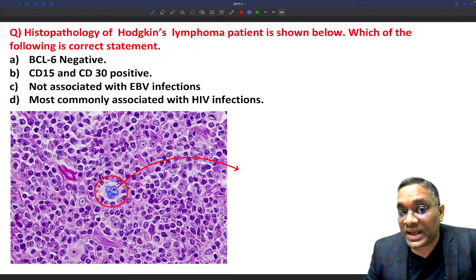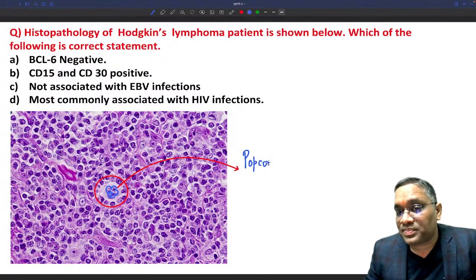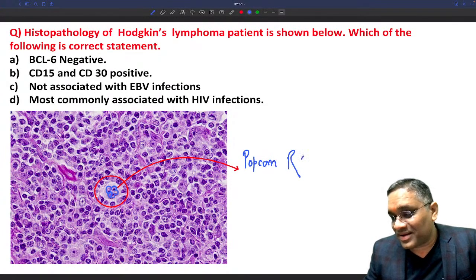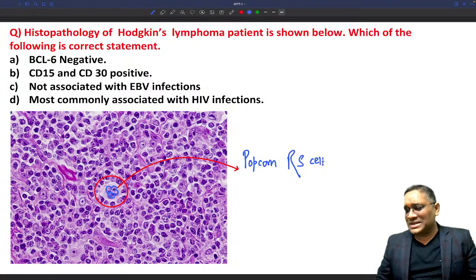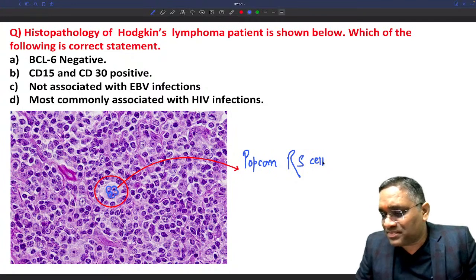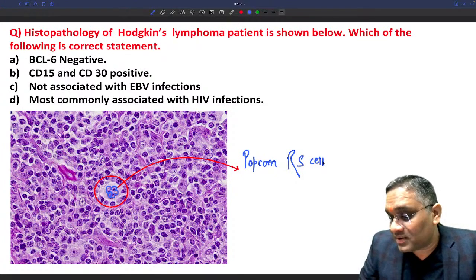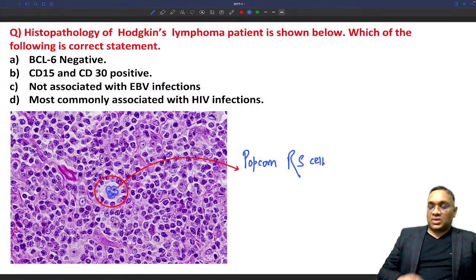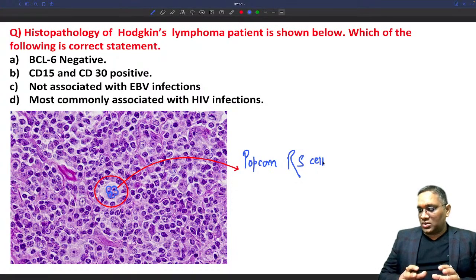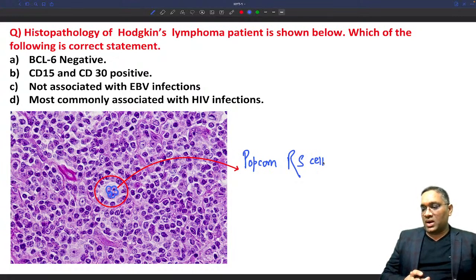So this will be called as which cell? Which Reed-Sternberg cell? Popcorn Reed-Sternberg cell. You have to catch popcorn Reed-Sternberg cell, and popcorn Reed-Sternberg cells are seen in lymphocyte predominant, right? That, like Abhijit has said. So if it is a nodular lymphocytic predominant Hodgkin's lymphoma, right?